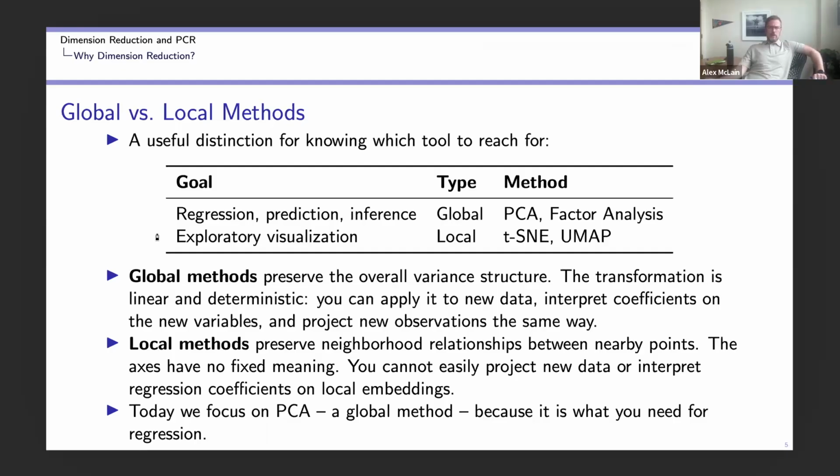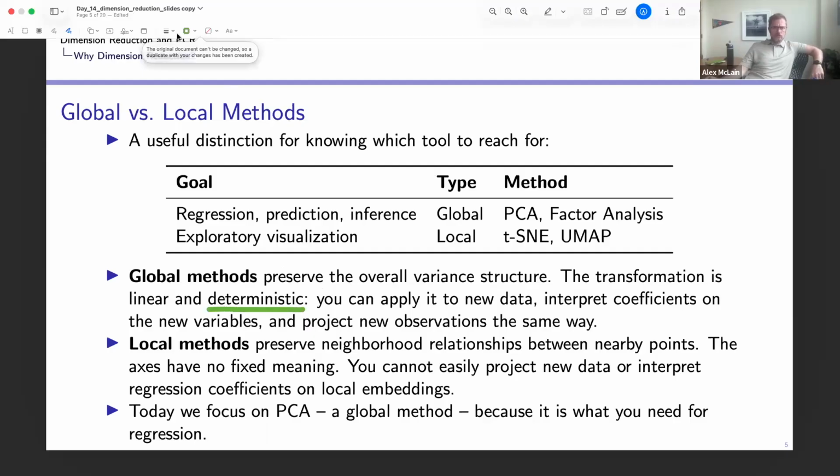Global methods preserve the overall variance structure. The transformation is linear, and importantly, it's deterministic, which means we can figure it out for a new observation and we can apply it to new data. We can interpret coefficients on the new variables. We can project new observations in the same way.